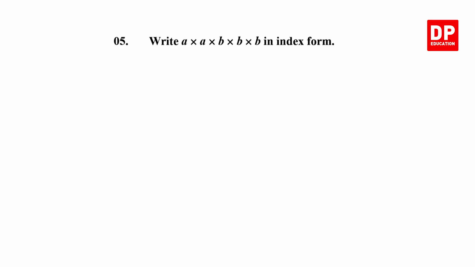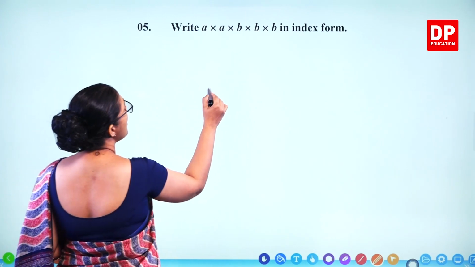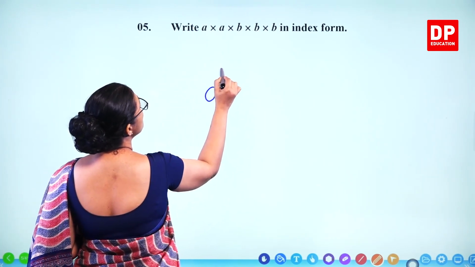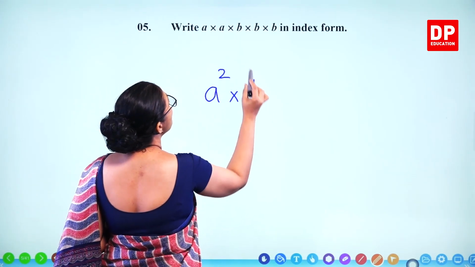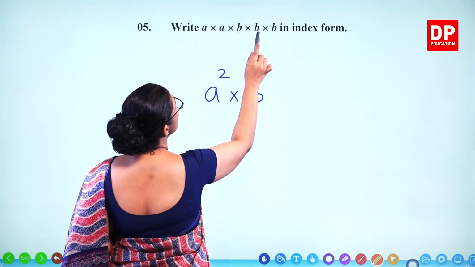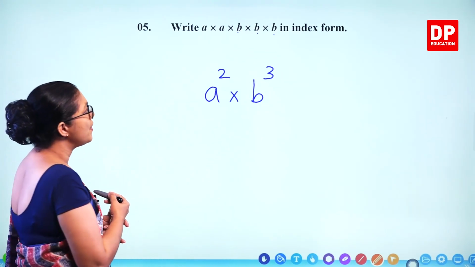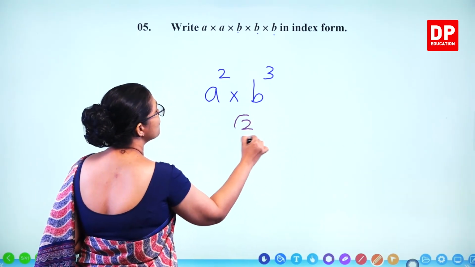Question number 5, write this in index form. We have to count how many times A is multiplied. 2 times. So you can write this as power 2. How many times is B multiplied? 1, 2, 3. So you can write A squared into B to the power 3. 2 marks.